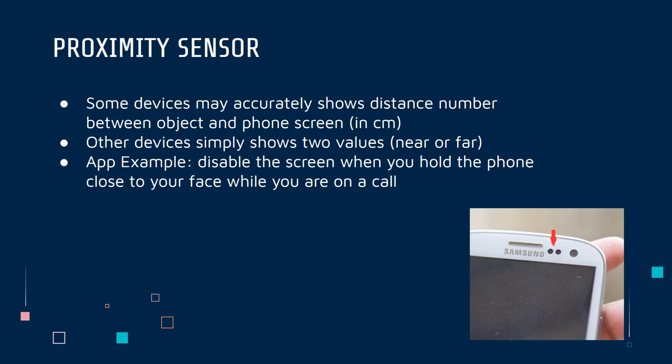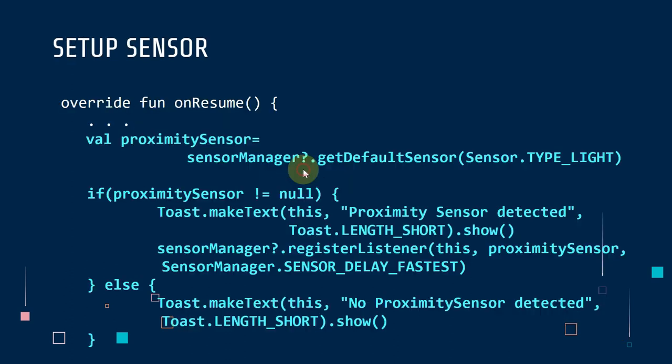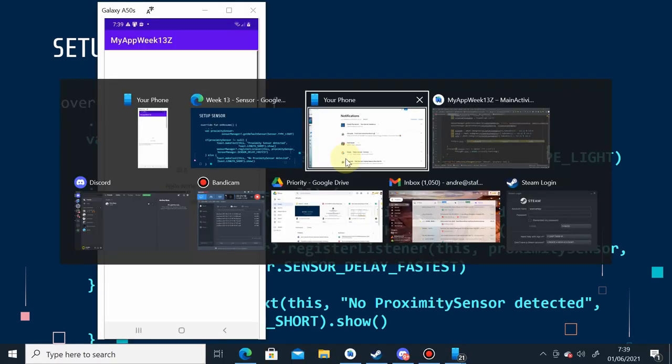Okay, so an example of using the proximity sensor is disabling the screen when you hold the phone close to your face while you are on a call. Yeah, we don't want to accidentally touch the screen while we call, while we hold the phone and place it against our face. Okay, so same thing here.